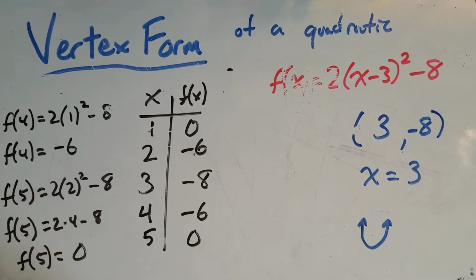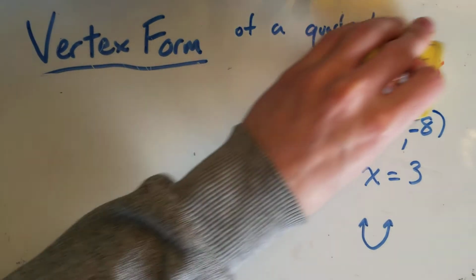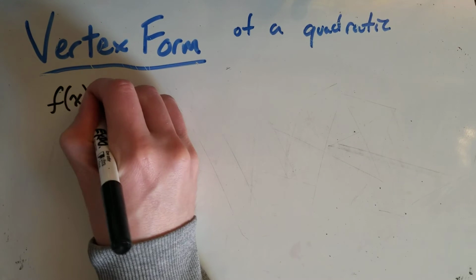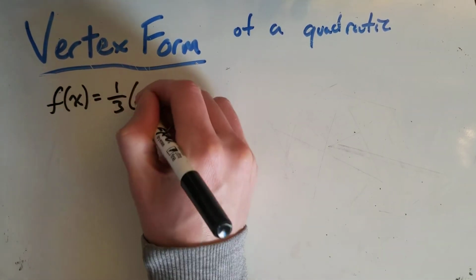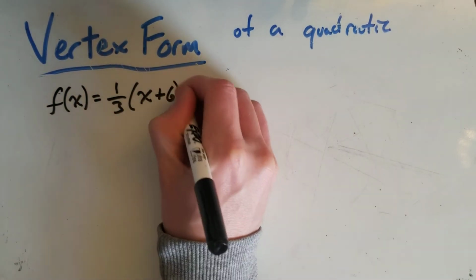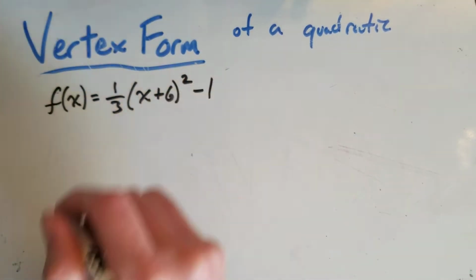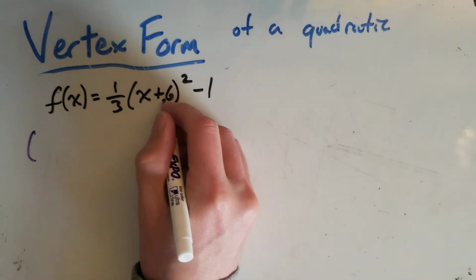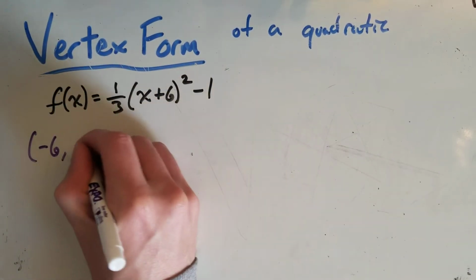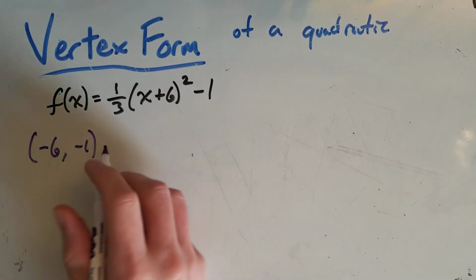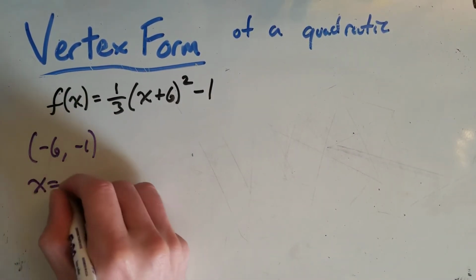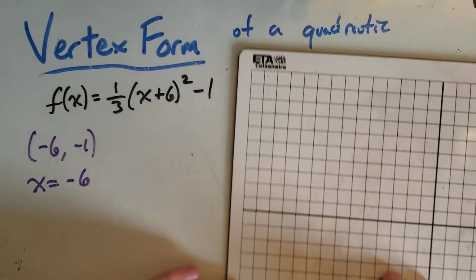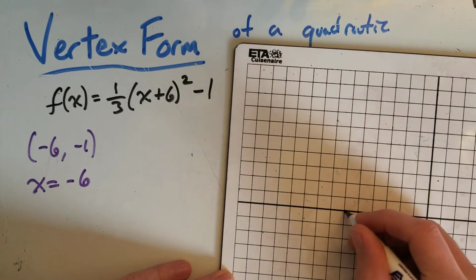Our next one, take all this away. We have the function f of x equals 1/3 times (x plus 6) all squared minus 1. So again, first thing you want to look for, get that vertex. It's going to be negative 6 comma negative 1. And that means your axis of symmetry is going to be x equals negative 6. So I'm going to go ahead and graph that right on here. Negative 6, 2, 4, 6, negative 1.